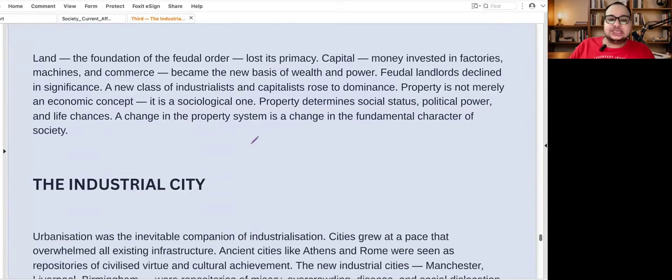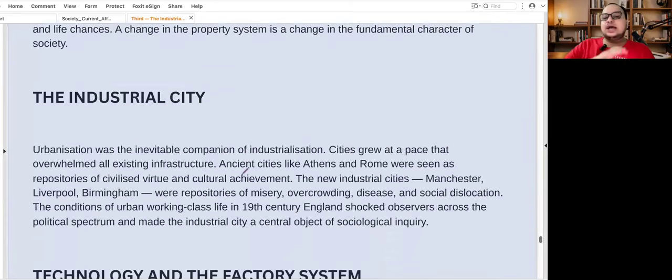Okay. The industrial cities. So urbanization was the inevitable companion of industrialization. Cities grew at a very fast pace. Okay. Ancient cities, if you go to Athens and Rome, they were very aesthetically beautiful. They were repositories of civilizational virtues and cultural achievements. However, the new industrial cities like Manchester, Liverpool, Birmingham, they were now seen as repositories of miseries, poverty, overcrowding, diseases, social dislocation. Slums were developed.